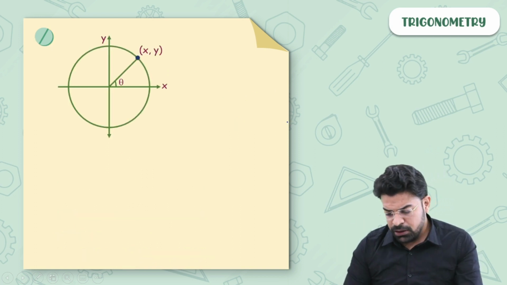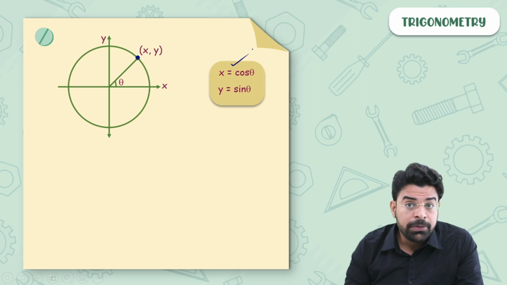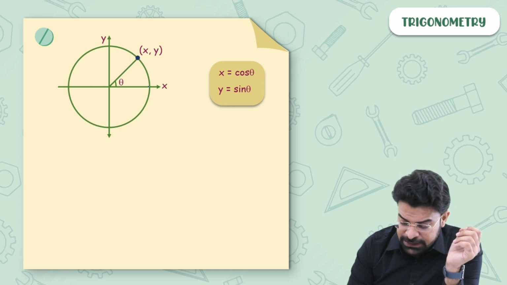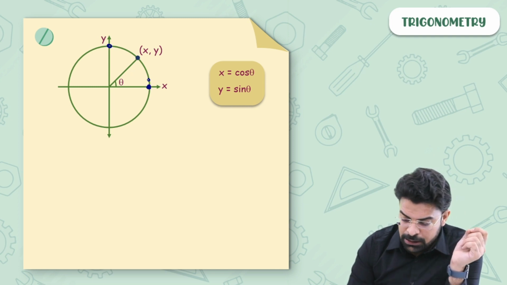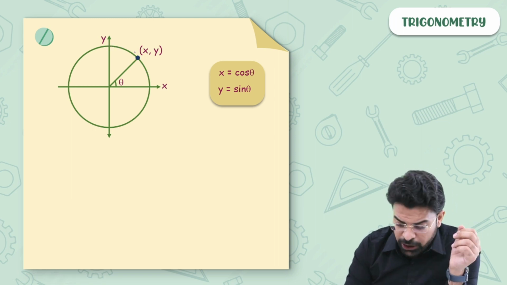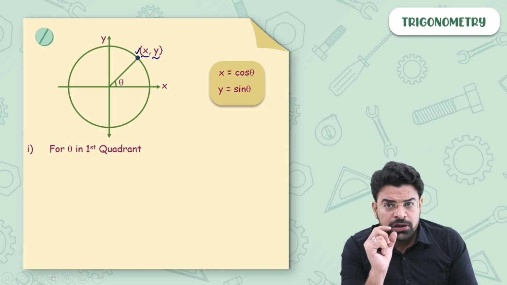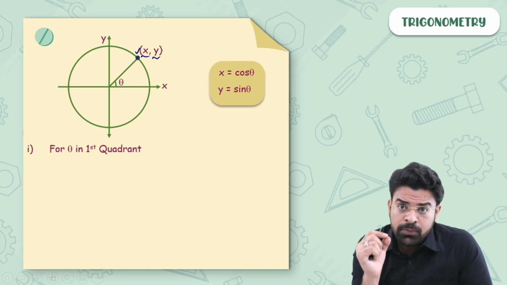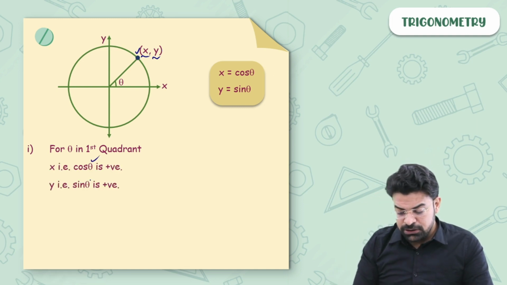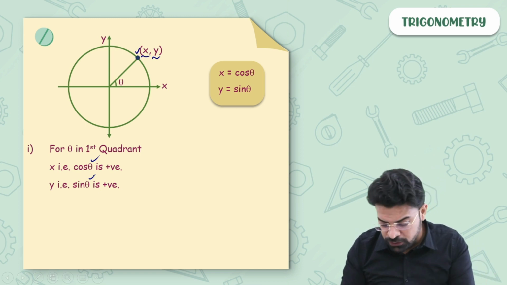Moving on. Now let's say there is this point on the circle. Remember that x coordinate represents cos theta and y coordinate represents sine theta. For the choice of theta such that theta lies between 0 and 90, the particle on the circle will be anywhere here. So the particle will lie in the first quadrant. If the point lies in the first quadrant, both x and y coordinates will be positive. So for the choice of theta such that the point lies in the first quadrant, both x and y coordinates are positive. If both are positive, then cos theta is positive as well as sine theta is positive. Why? Because x coordinate represents cos theta and y coordinate represents sine theta. So both of them are positive.